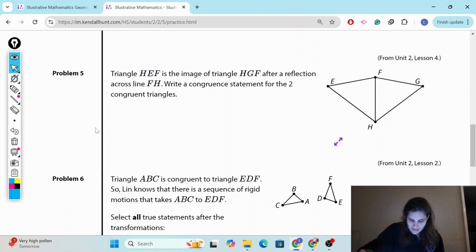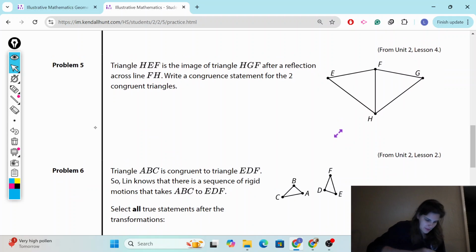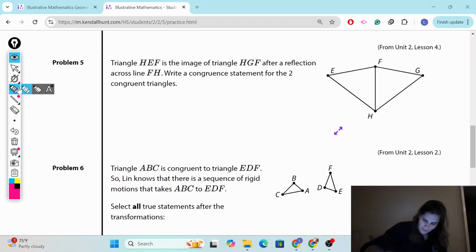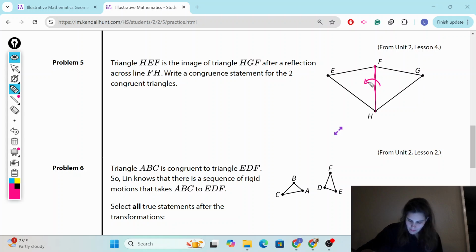Triangle HEF is the image of triangle HGF after reflection over line FH. So we have line FH. Let's change colors. Let's make sure we're writing. And HEF is the image of triangle HGF after the reflection. So it's flipped over on top.